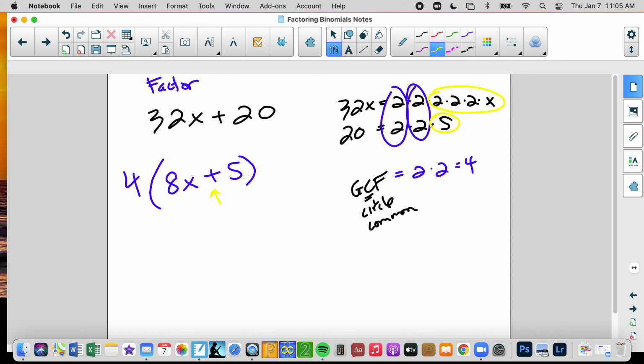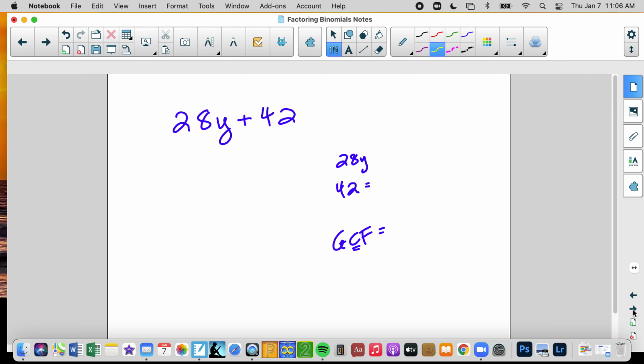This sign is not positive because of this. There will be situations where these two signs will not be the same. So that just depends on the situation. And we always want to make sure that we take out the greatest common factor.